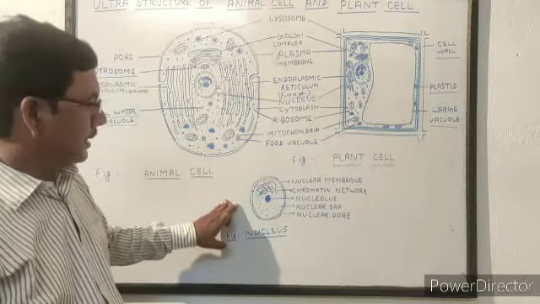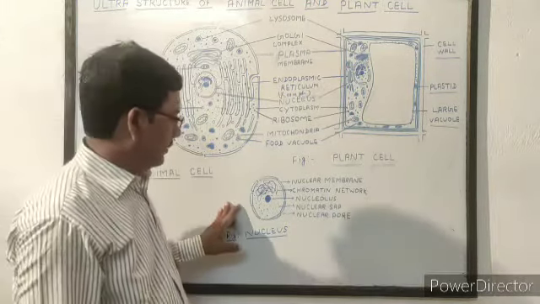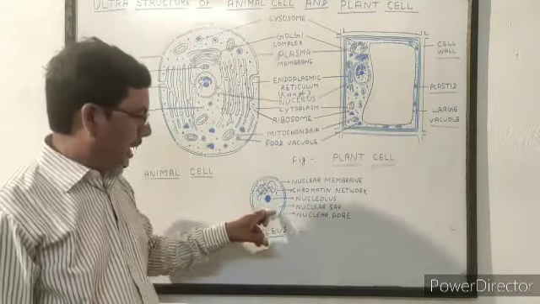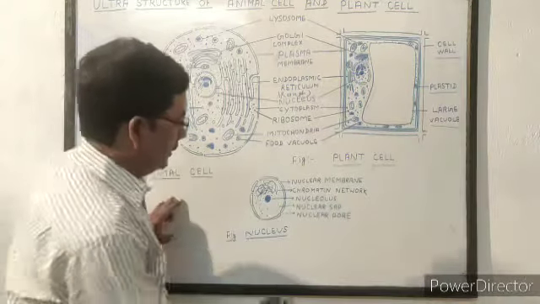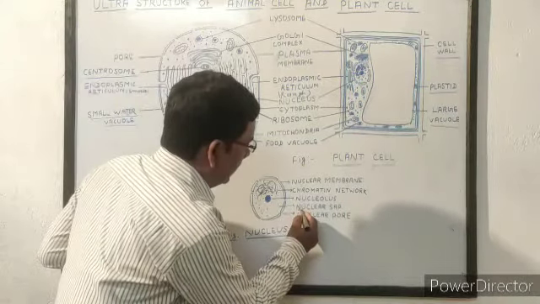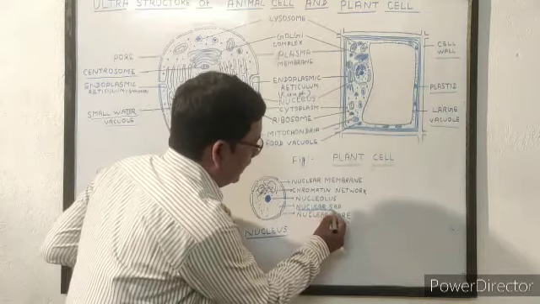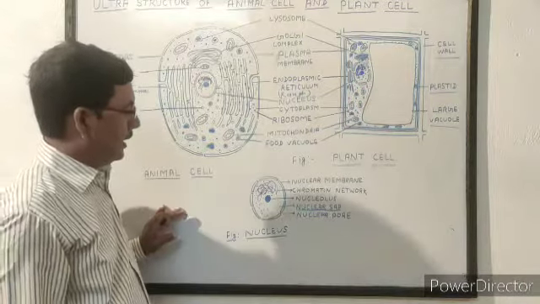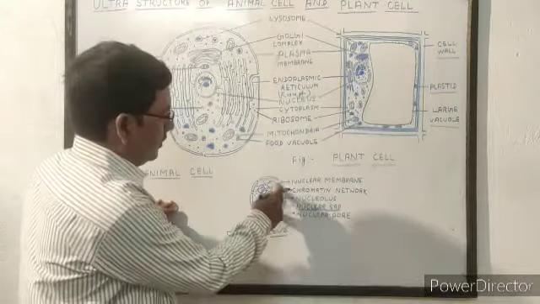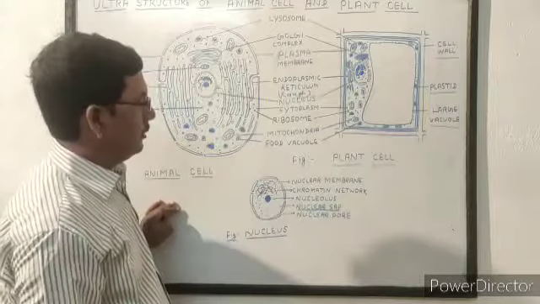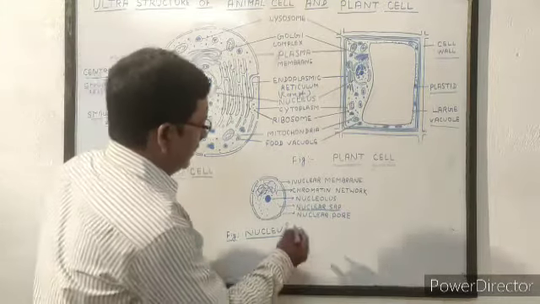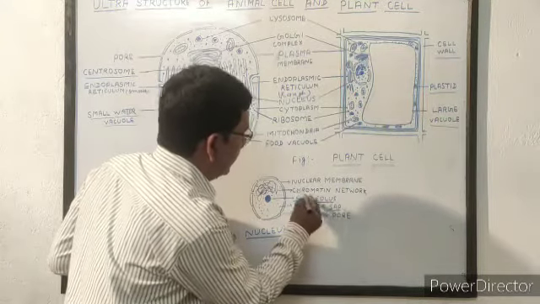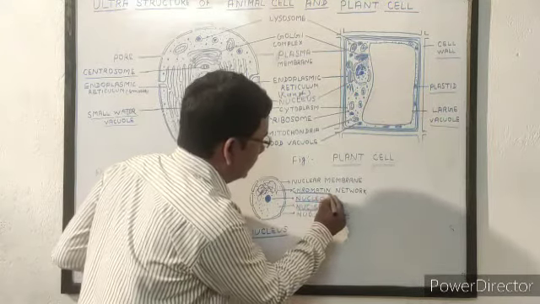And nucleoplasm contains several cell organelles and cell inclusions. The liquid part of nucleoplasm is called nuclear sap. Here is the nuclear sap. The organelles present in nuclear sap are called nucleolar organelles. They are nucleolus and chromatin network.